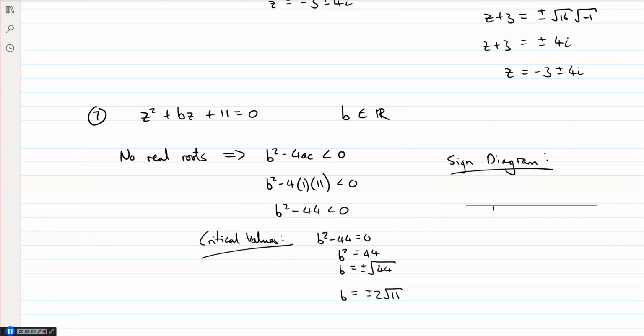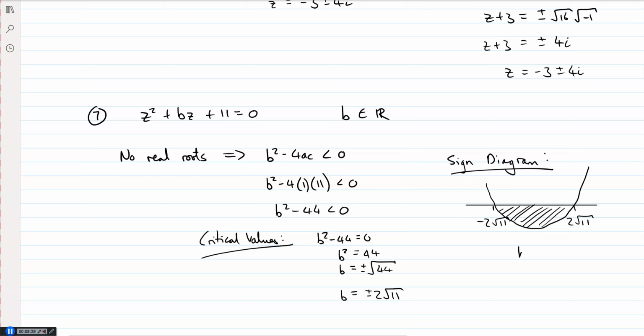Okay, we've got our two values. Obviously, minus 2 root 11 is going to be a smaller value than plus 2 root 11 on our number line. You can draw it, b squared is a positive coefficient, so it's a minimum. And we want less than 0, don't we, according to this? So we want the bit underneath. We want this bit, so sandwiched between the two values.